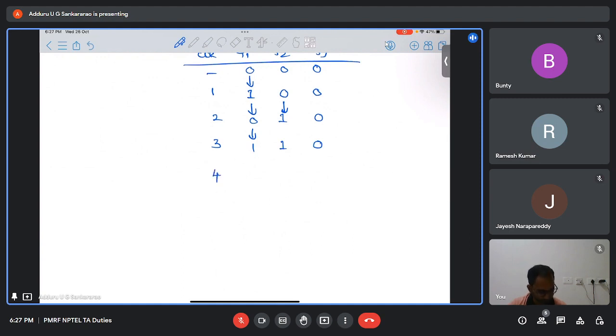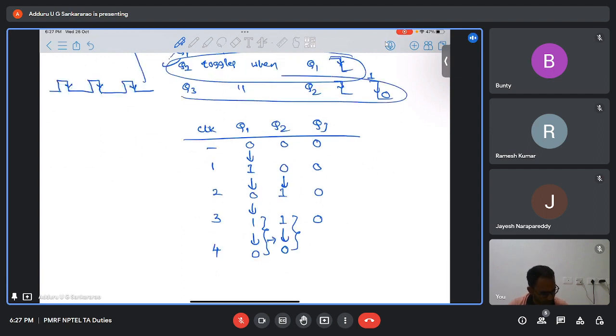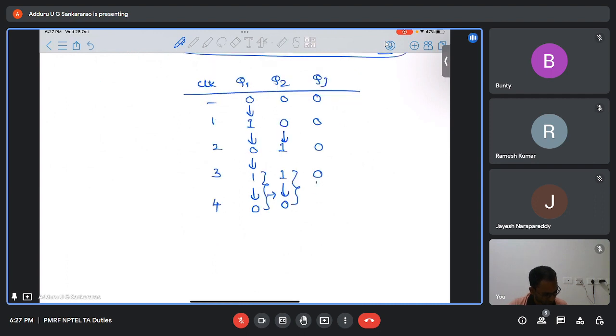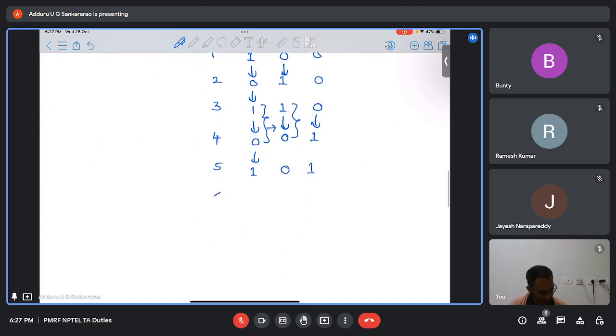Next, the third clock pulse is applied. Now Q1 again becomes 1, from 0 to 1, and it will not change Q2. On the fourth clock pulse, Q1 becomes 1 to 0. Since it became 1 to 0, this will trigger Q2, which also becomes 1 to 0. Since Q2 is changing from 1 to 0, Q3 also changes, and it will become 0 to 1. Now the fifth clock pulse: again Q1 goes 0 to 1, Q2 stays 0 as it is, Q3 stays 1 as it is. Next, the sixth clock pulse.